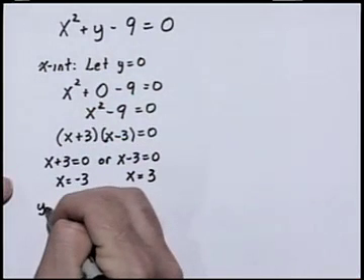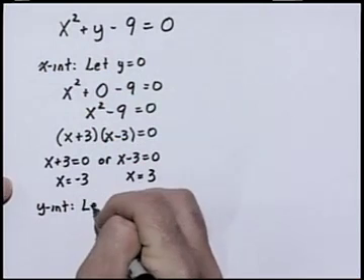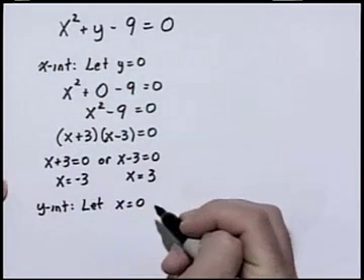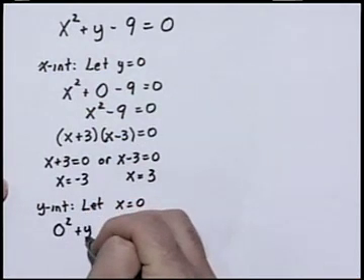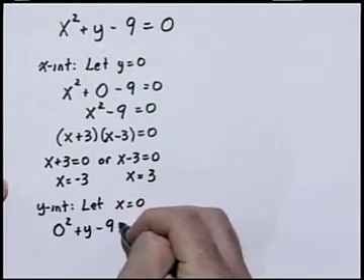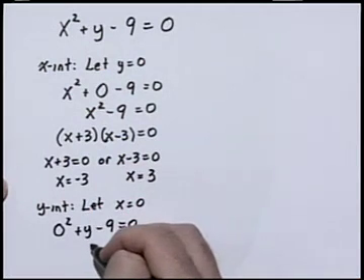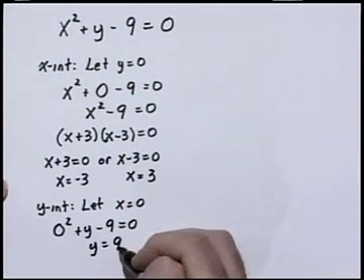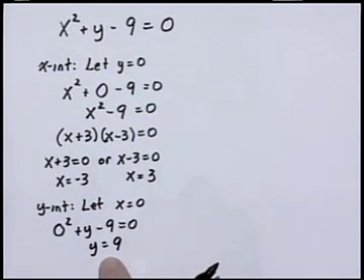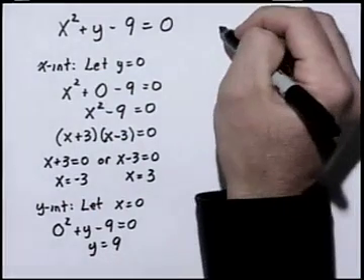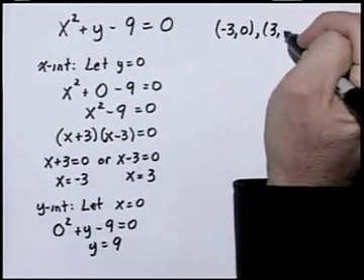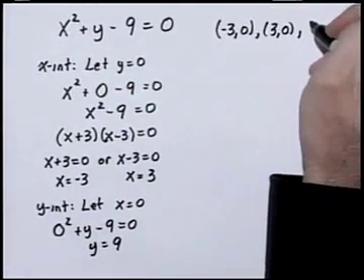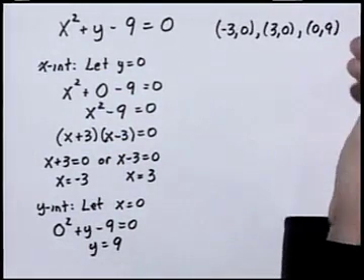To find your y-intercept, you let x equal 0. Letting x equal 0 in the equation, we obtain 0 squared plus y minus 9 equals 0, or y equals 9. So your y-intercept is 9. In general, your intercepts are (negative 3, 0), (3, 0), and (0, 9).